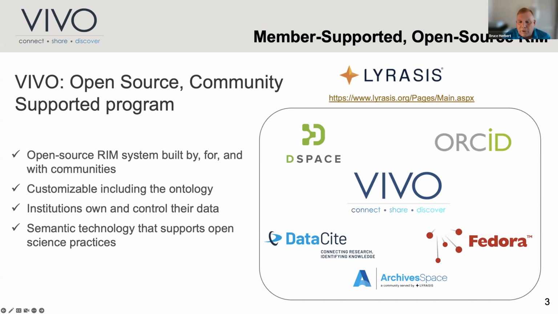So again, my name is Bruce Herbert, and part of the hats I wear is serving as chair of the VIVO Leadership Governance Group. VIVO is an open source RIMS system that's supported by the VIVO community. It's an open source RIMS system built by, for, and with the communities involved. It's quite customizable because it's open source. You have control over the software. You also have quite good control over the ontology, which is really good for us as we customize VIVO for our own institutional needs and context.